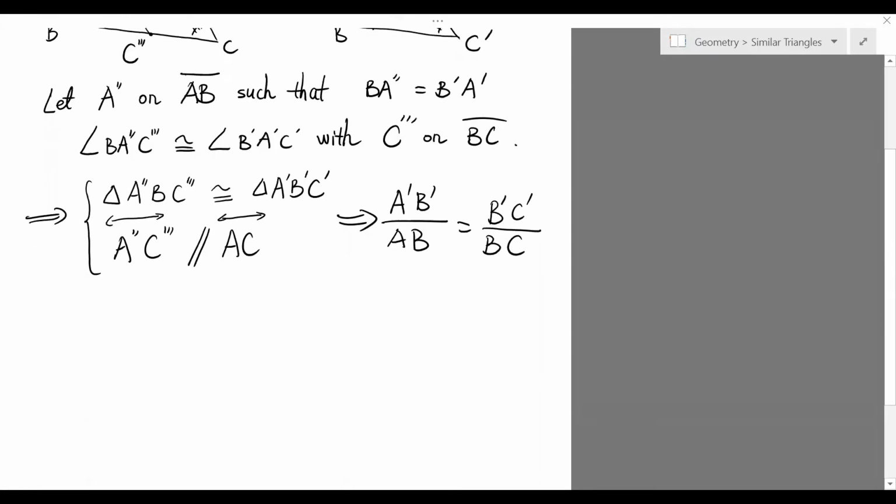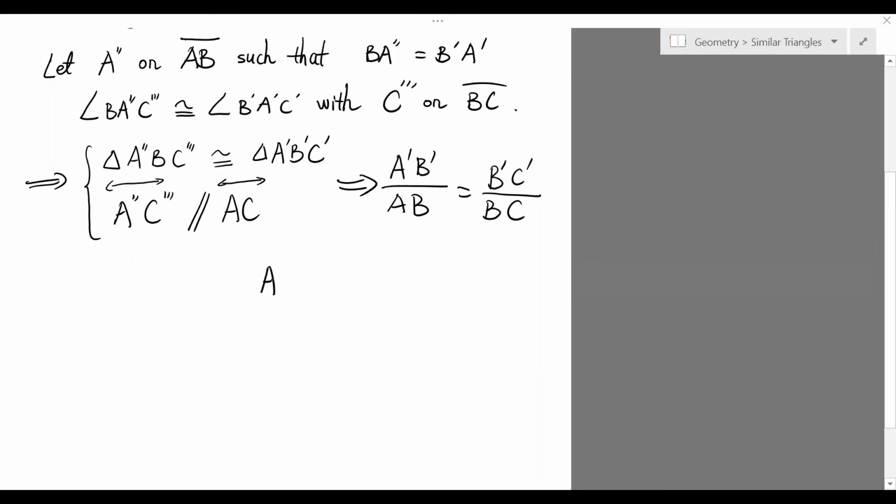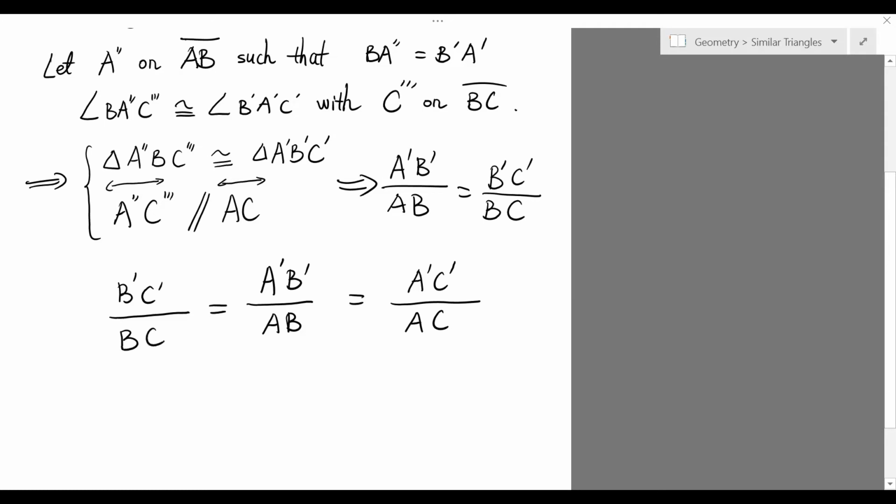As a consequence, we have the ratio between A prime B prime and AB is on one hand equal to A prime C prime over AC, and on the other hand equal to B prime C prime over BC. Or in other words, the corresponding sides are proportional, which is precisely what we like to prove. And this is the angle similarity criterion for triangles.